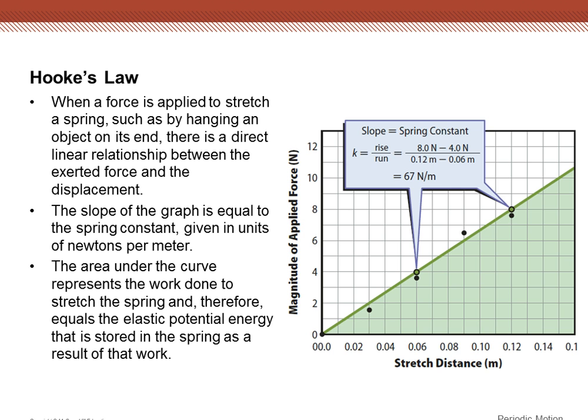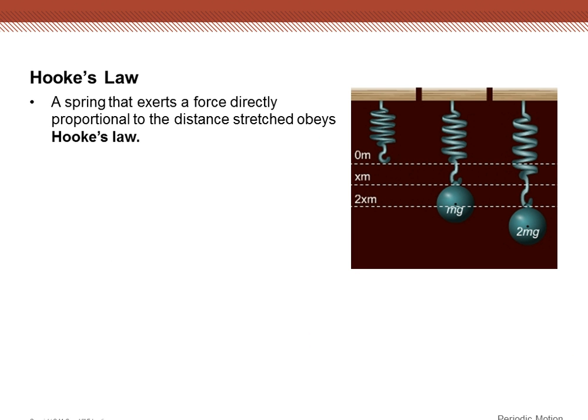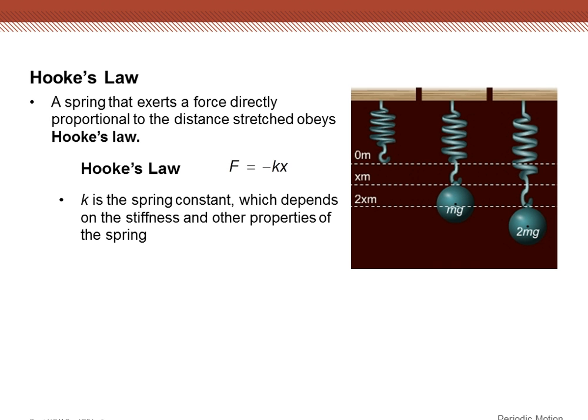The area under the curve here, now this is when we plot the magnitude of the applied force and the distance that it's stretched, equals the elastic potential energy that is stored in the spring as a result of that work. And so we can look at Hooke's law and use the slope of that graph as the spring constant, which we call k, and we can come up with a formula saying that the force that the spring exerts on an object is equal to the negative of k, the spring constant, times x, the distance that we stretch it from its equilibrium point.